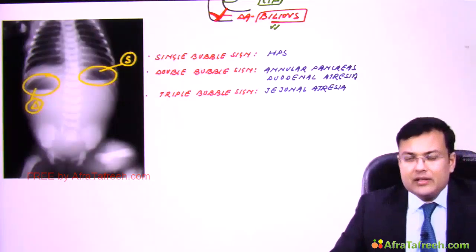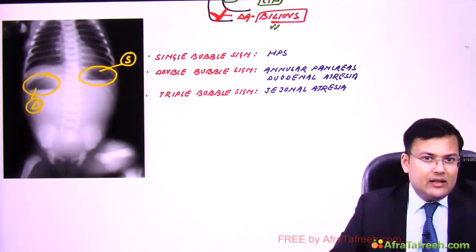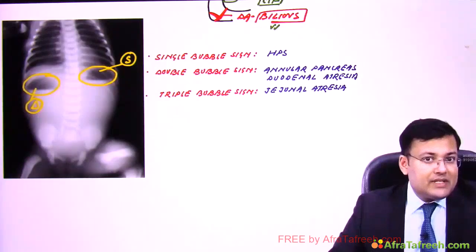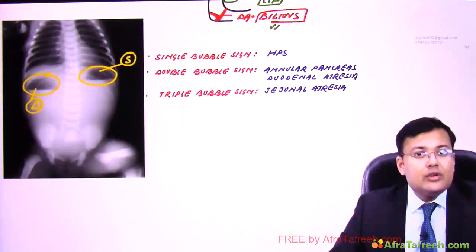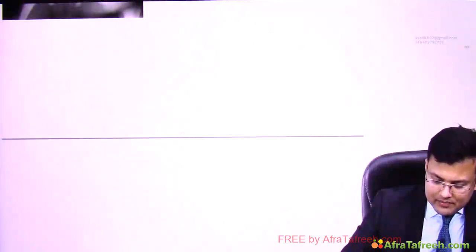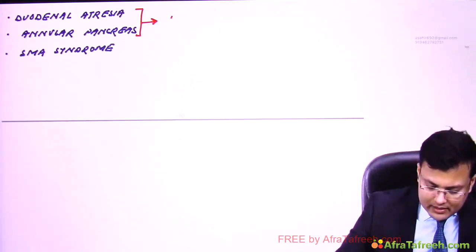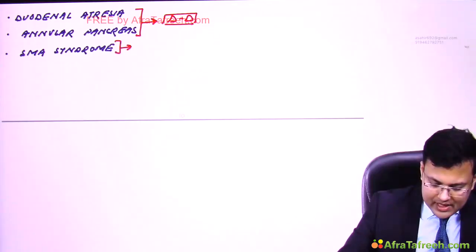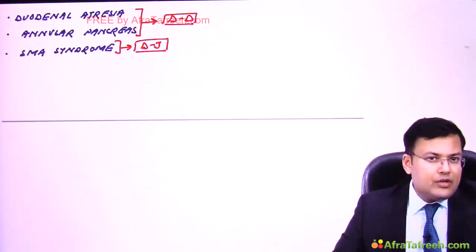Now coming to the treatment. For both annular pancreas as well as duodenal atresia, the treatment of choice is duodeno-duodenostomy. And there is a third condition known as superior mesenteric artery syndrome. For superior mesenteric artery syndrome, what is the treatment of choice? Duodeno-jejunostomy. So another question.